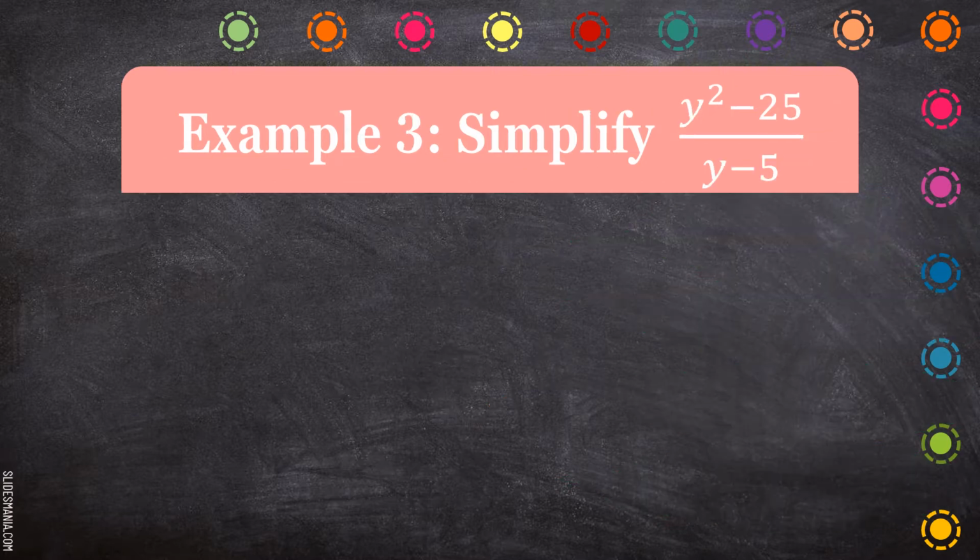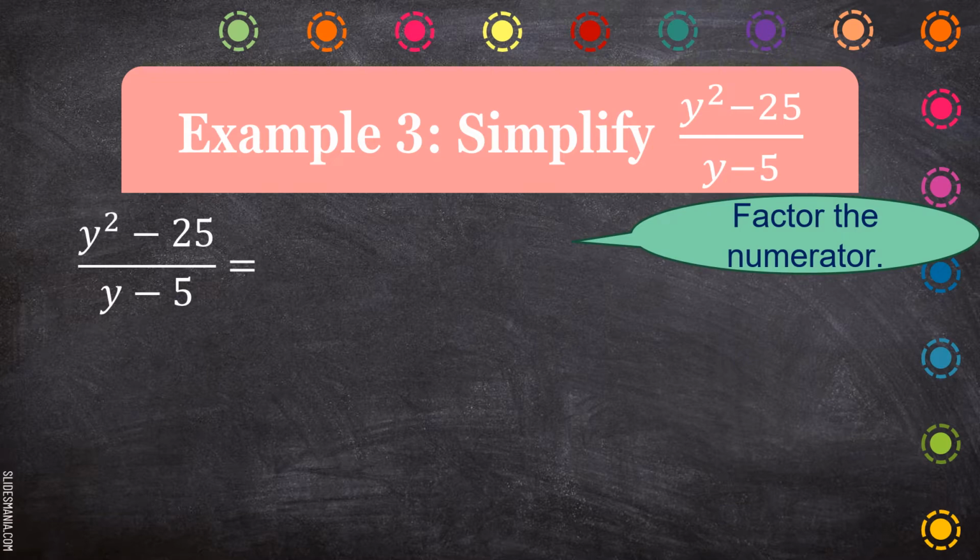Example 3, simplify y squared minus 25 all over y minus 5. Again, to simplify, let's factor first the numerator. So to factor y squared minus 25, observe that y squared minus 25 is a difference of two squares. So therefore, we can factor it as the sum and difference of two binomials, by getting the square root of each term. So the square root of y squared is y and the square root of 25 is 5.